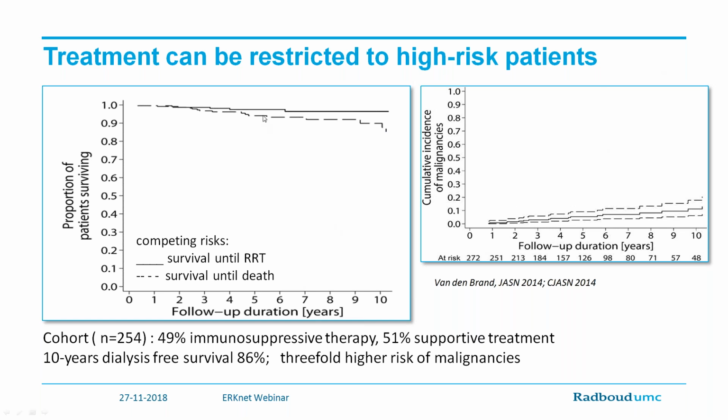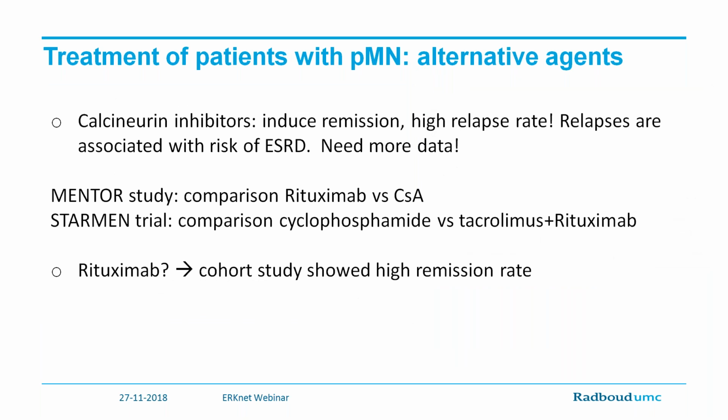Obviously, this treatment is associated with the high risk of malignancy, as I already told before, a threefold risk compared to a control population. So what about alternative agents? One alternative would be the calcineurin inhibitors. And indeed, it is shown that these drugs induce remission. However, the use of calcineurin inhibitors is associated with a high relapse rate, approximately 75% or higher, and relapses are associated with the risk of end-stage renal disease.